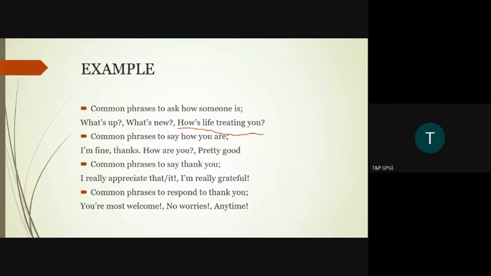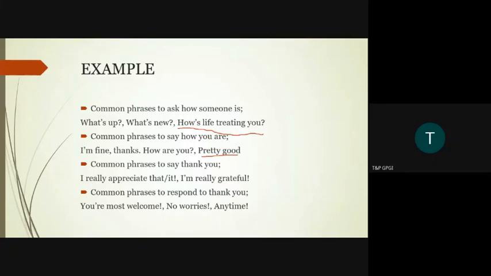Now let's talk about some phrases that you can use when you want to say thank you. Common phrases for thank you are, I really appreciate that. I have written it here. I really appreciate that, or I really appreciate it, depending on the context.